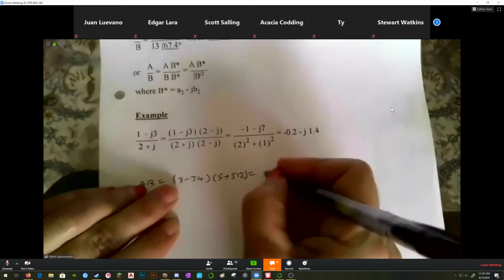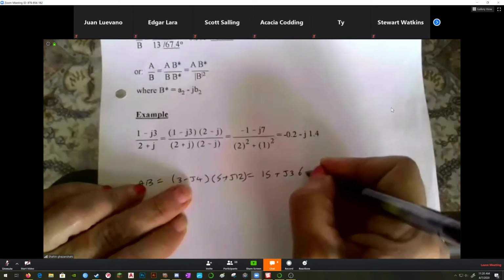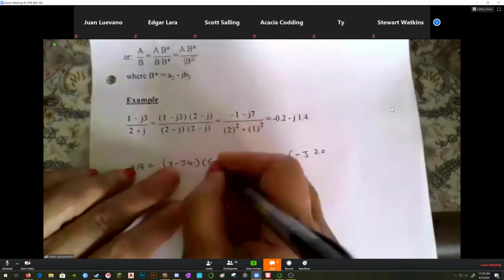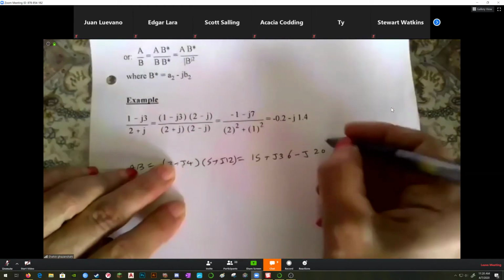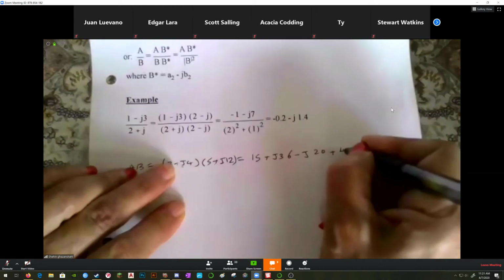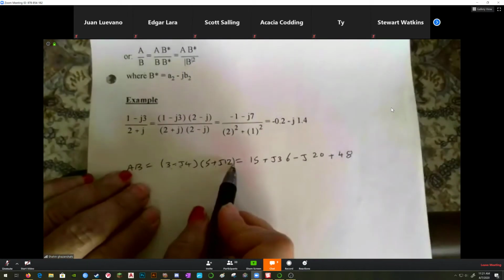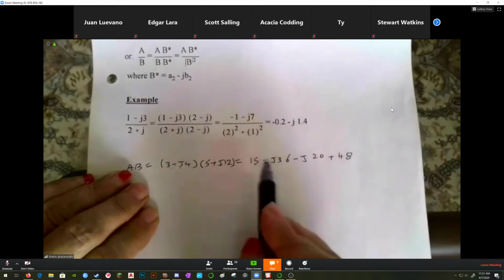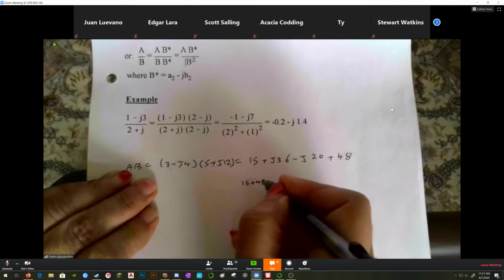3 times this parenthesis is 15 plus j36 minus j20. j times j is negative 1. Negative, negative is positive, so it comes to 48, correct? So you multiply term by term, then you add the real component, which is 15 plus 48.